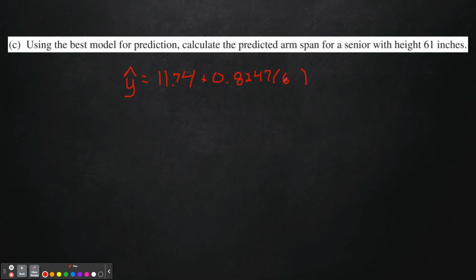So here we could just plug in 61 into this equation, and we would get a predicted arm span of 62.0467 inches. Notice that I put units on there. That's going to be really important for your answer.